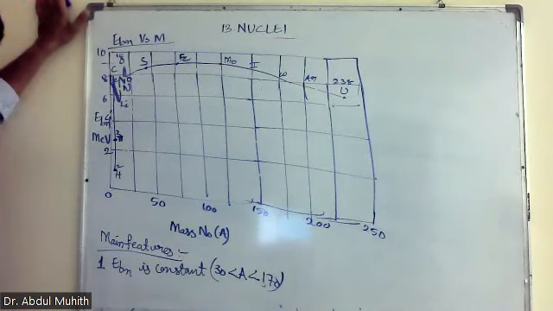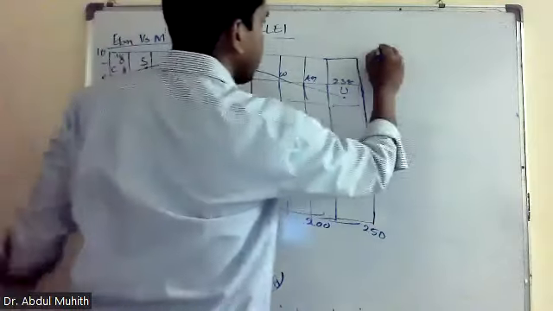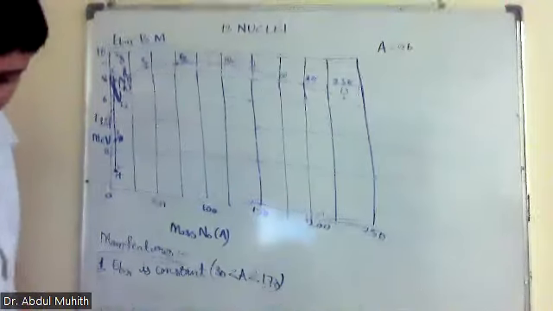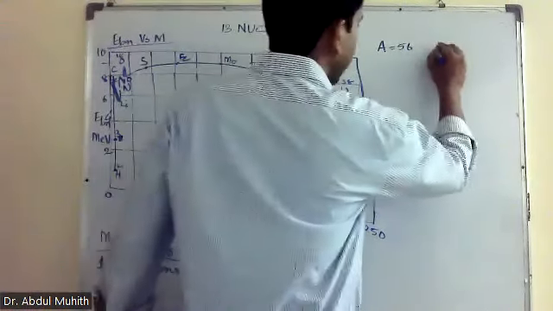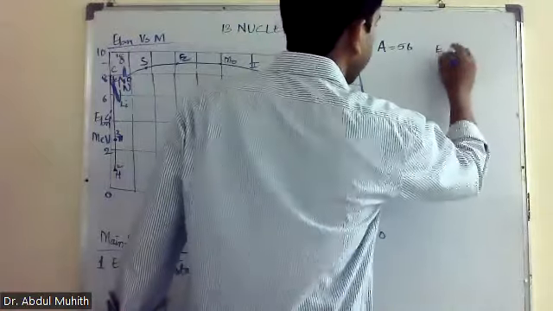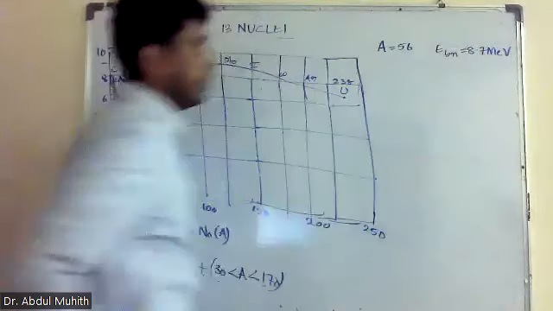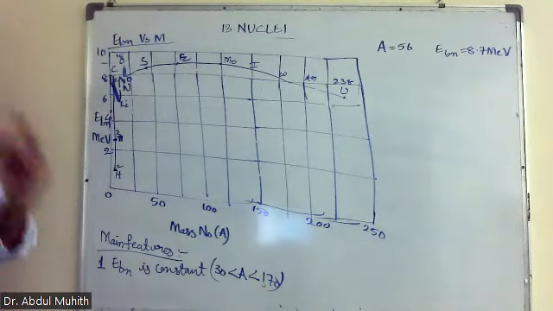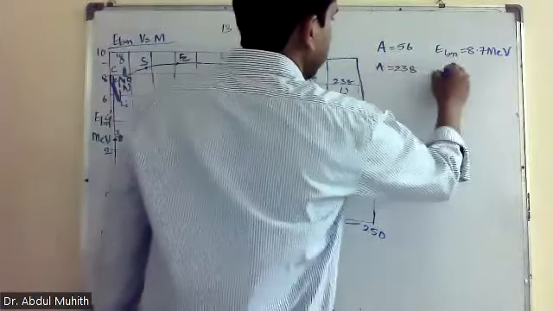The second one is that the maximum is at 56. When A is equal to 56, the binding energy per nucleon is 8.75 MeV. Okay, 8.75 MeV, and for 238 it is 7.6.